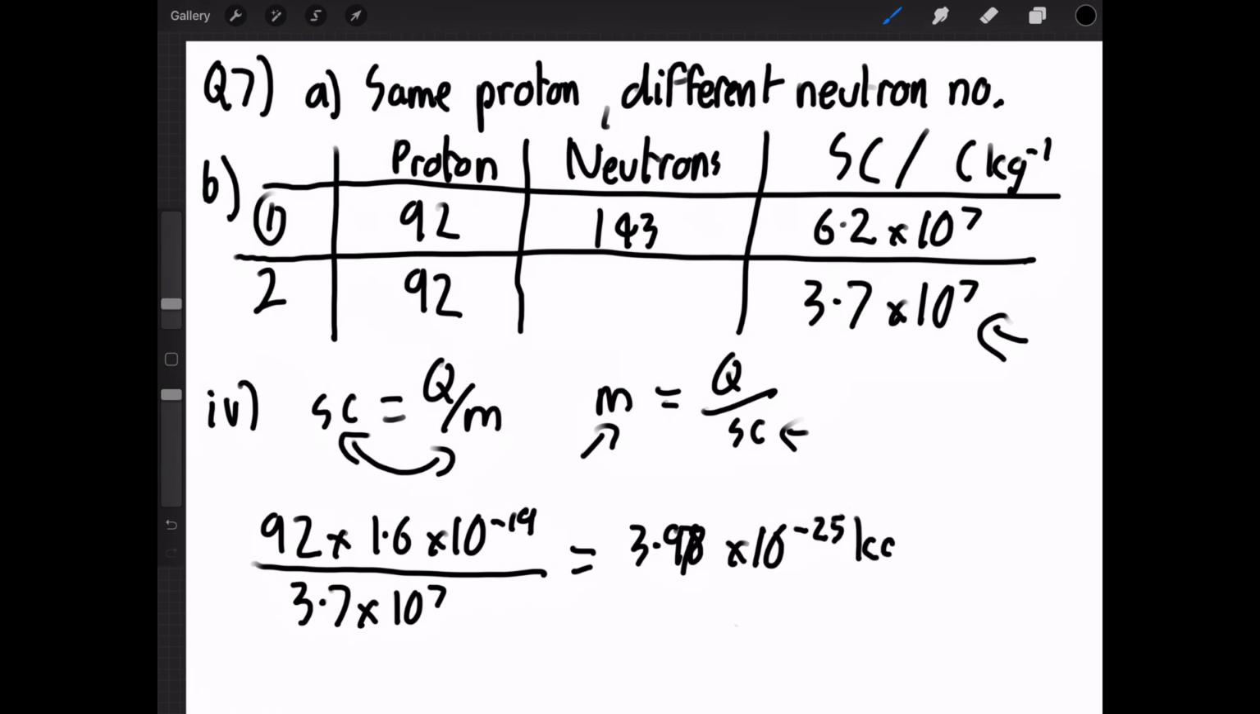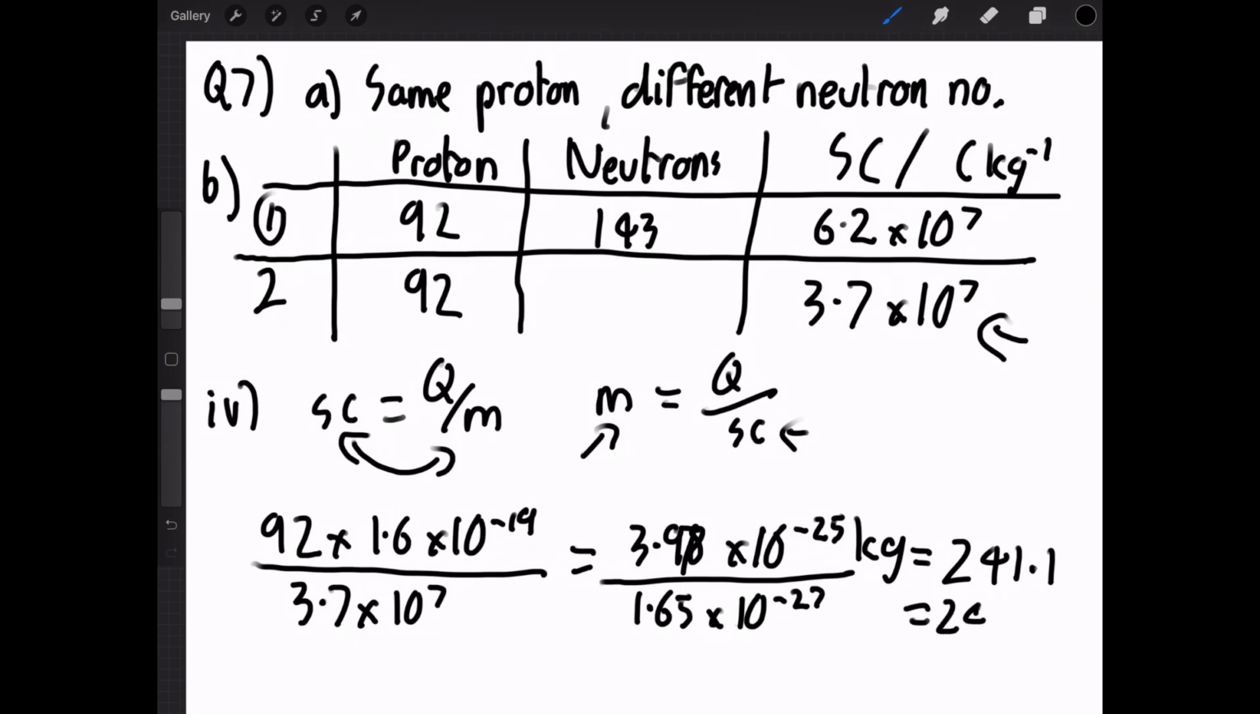That's in kilograms. I want the number of neutrons. So what I'm going to do is I'm going to divide this number by the average mass of a nucleon, 1.65 times 10 raised to the power minus 27. And that gives me an answer of about 241. It's actually 0.1 something or other. We can't have 0.1 of a neutron or anything like that, so that gives me 240.